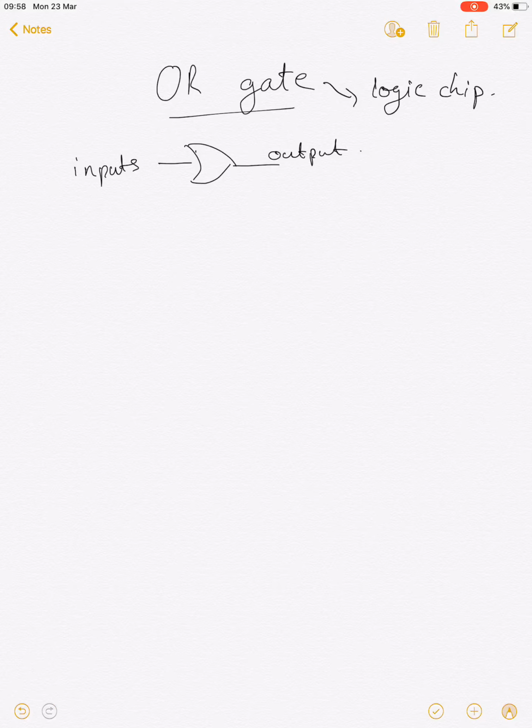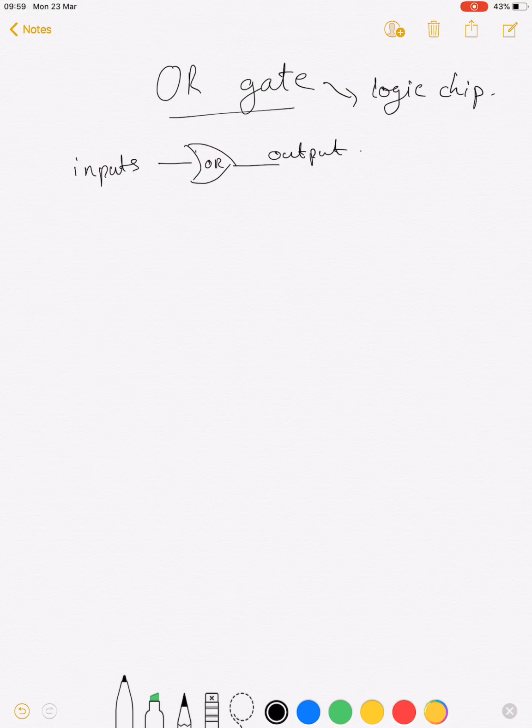So the gate itself looks roughly like this kind of structure here. So we have this kind of curved angle here, and then it comes in this kind of shape, and we can have many inputs and many outputs. Okay, so just taking that into consideration, let's look at a 2-input OR gate.